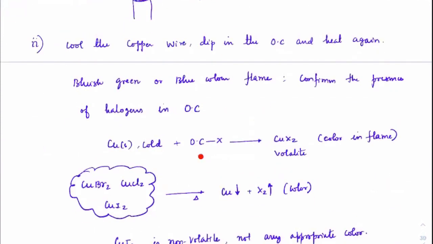So on heating, first it will form volatile halides, and those volatile halides on strong heating will start giving colors because the halogen will come out of it. Copper will strongly get associated with that wire again. This is called Beilstein's test. Beilstein's test was asked recently in the mains exam.